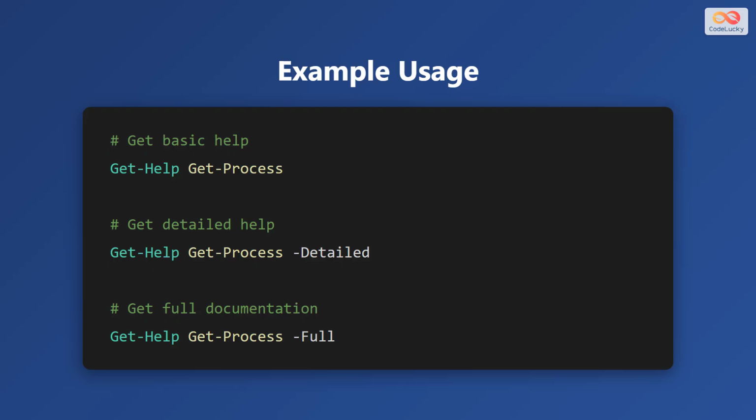Let us look at an example. If you type get-help get-process, you get a basic help summary for the get process command. If you use get-help get-process -detailed, you receive more information about parameters and usage. For every command, -full shows every available detail including advanced information.